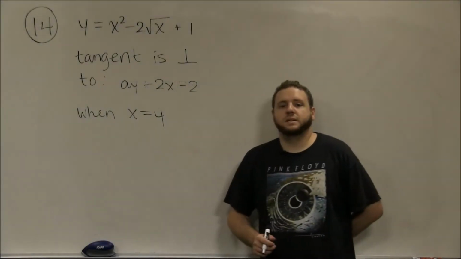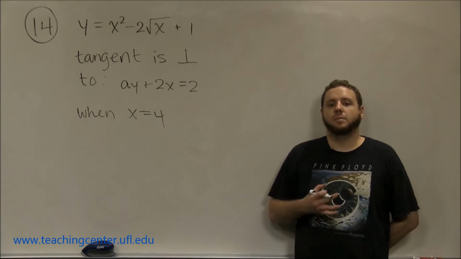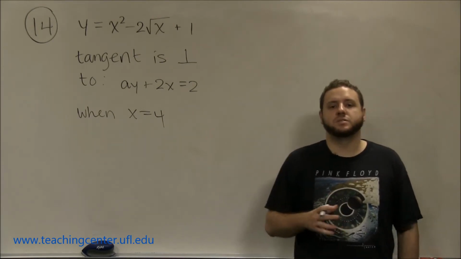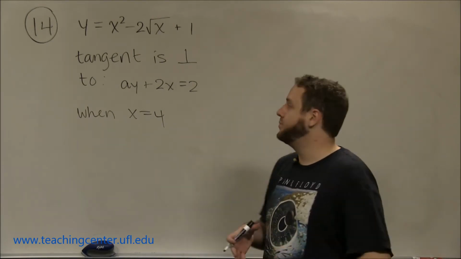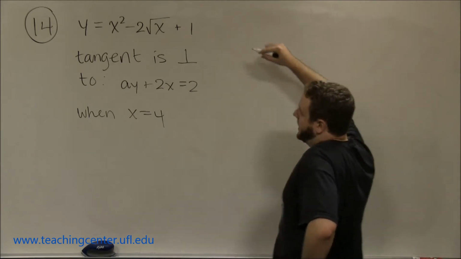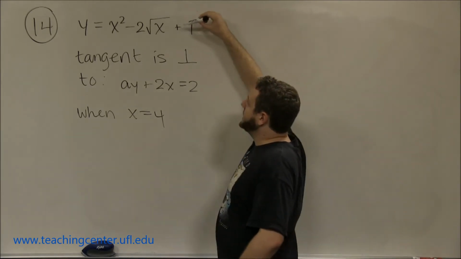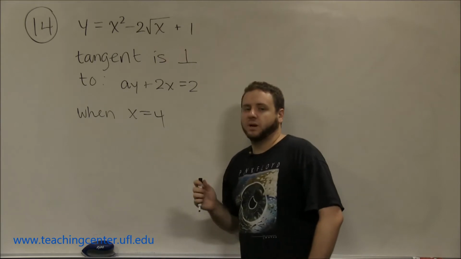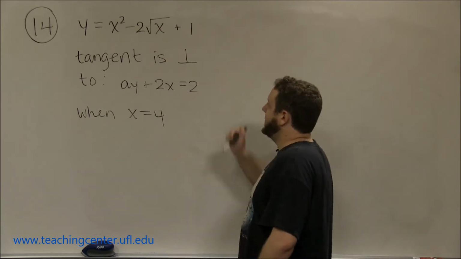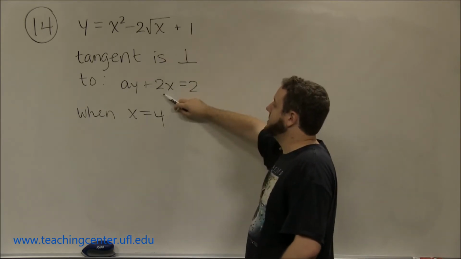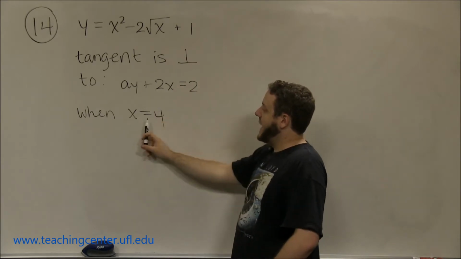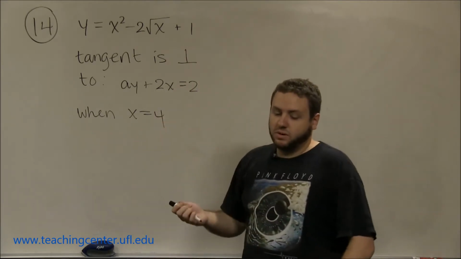Right, so for number 14, we have a slightly complex problem with a couple different equations, so it's important to be able to keep it all straight. So we have this function x squared minus 2 radical x plus 1. What we're trying to find is when the tangent of that is perpendicular to this line and x equals 4, the question is what are the values of a?